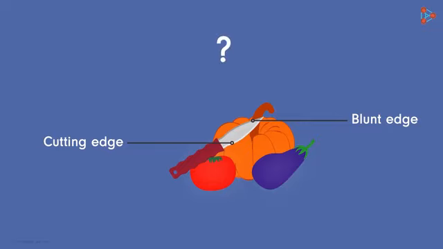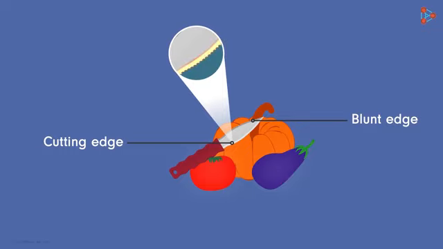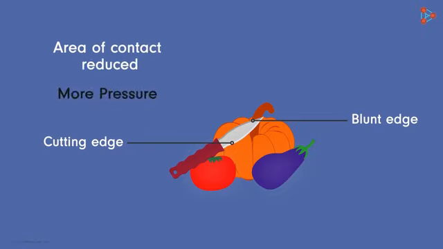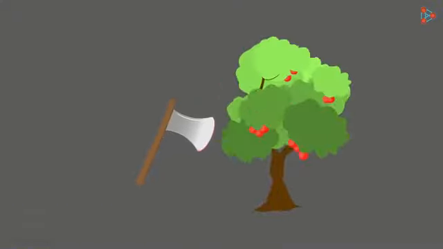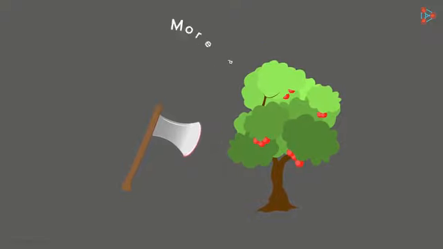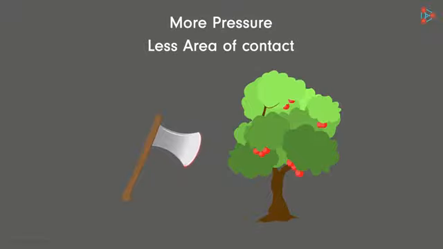What is the reason in this case? Well, at first sight, the two edges might look the same to us. But if you look at them carefully, the cutting edge has small triangle-like shapes with sharp outer points. The other edge has nothing of these. So if you cut a vegetable with a cutting edge, the area of contact between the vegetable and the knife is greatly reduced. Hence, more pressure is applied on the vegetables using the cutting edge of the knife. Axes used to cut trees also have sharp cutting edges instead of blunt ones. It increases the pressure on the tree due to the less area of contact.